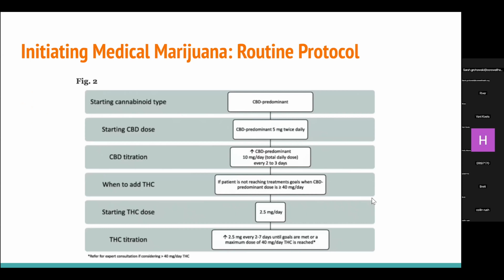First is the routine protocol, and this is recommended for most patients. So you start with a CBD predominant product, and that dose is going to be 5 milligrams twice daily. You're going to increase the concentration of CBD in the product by 10 milligrams per day every 2 to 3 days. Once you get to 40 milligrams of CBD per day total, if you're not at the treatment goal, then you're going to add THC into the product. You're going to start that THC dose at 2.5 milligrams per day and increase the THC concentration by 2.5 milligrams every 2 to 7 days until goals are met or you're getting to the max concentration of THC of 40 milligrams per day.